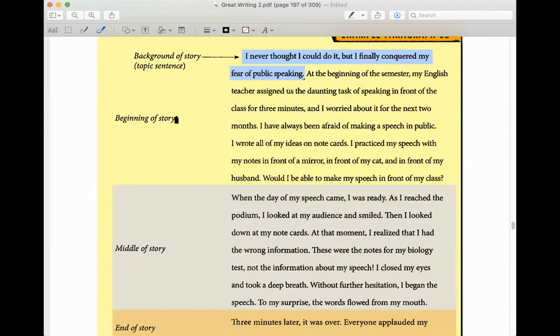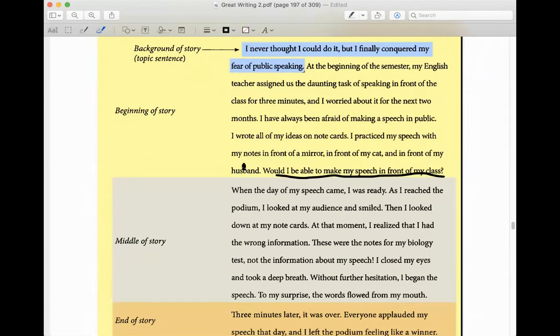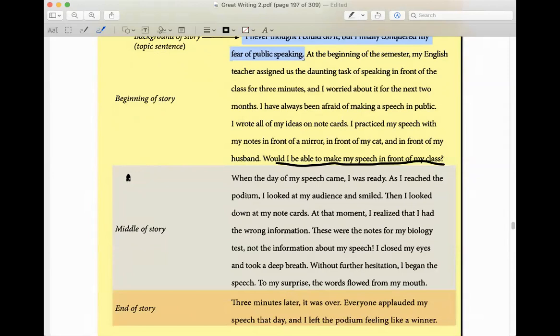I have always been afraid of making a speech in public. I wrote all of my ideas on note cards. I practiced my speech with my notes in front of a mirror, in front of my cat, and in front of my husband. Would I be able to make my speech in front of my class? Ooh, so I'm already wondering, oh, what happened? Here, she used a question to make us even more interested. So this is all background, right? Before the speech. In the middle of the story, when the day of my speech came, I was ready.